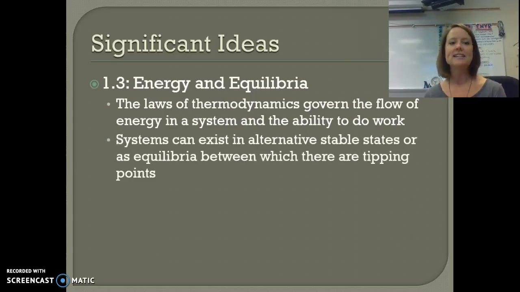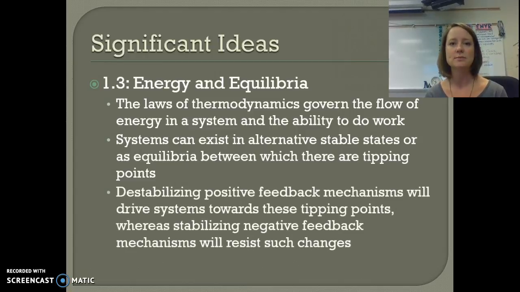Our second significant idea is that systems can exist in alternative stable states or as equilibria between which there are tipping points. So we'll look at the two types of equilibria and what might cause those tipping points in the ecosystems. Our third major idea is that destabilizing positive feedback mechanisms will drive systems towards these tipping points, whereas stabilizing negative feedback mechanisms will resist such changes. So we'll look at the differences between positive and negative feedback and how they affect the equilibria of ecosystems.